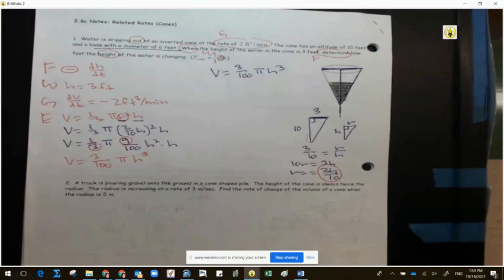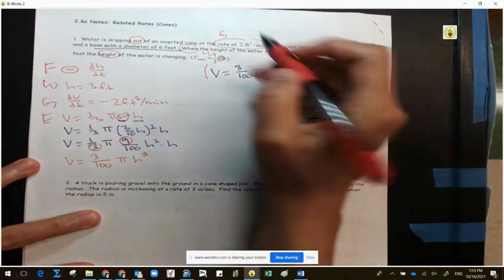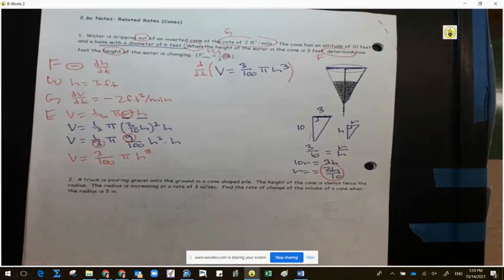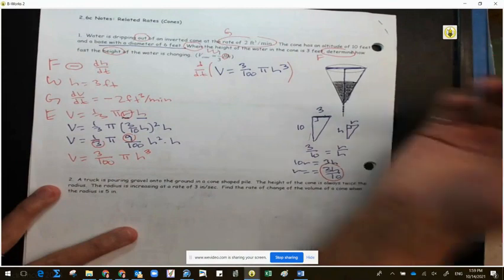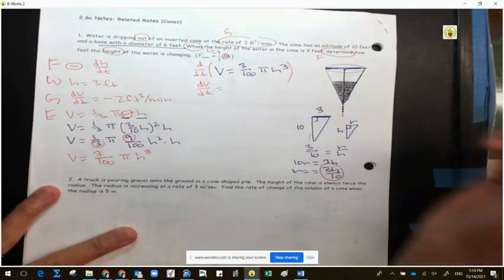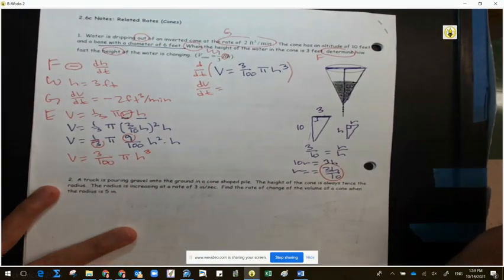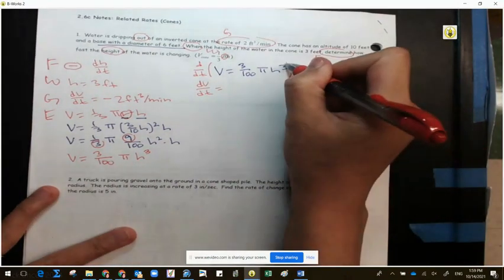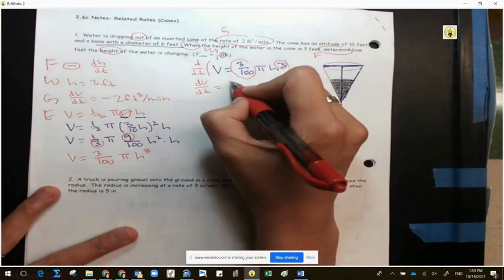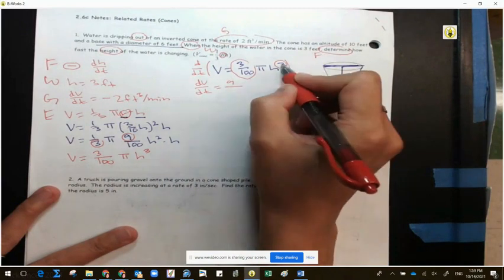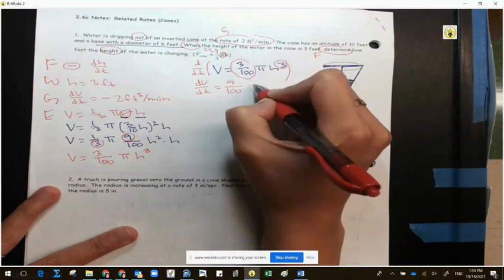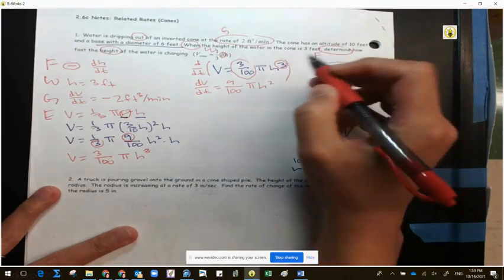So let's find the derivative with respect to t, since we're looking at it with t as in time. The derivative of 1v is basically 1, right? But I don't want to write the 1. Just write out dv over dt. What is the derivative of 3 over 100 pi h cubed? What would that give us? 9 over, because the derivative is to take the power and the coefficient and multiply, over 100 pi h squared.